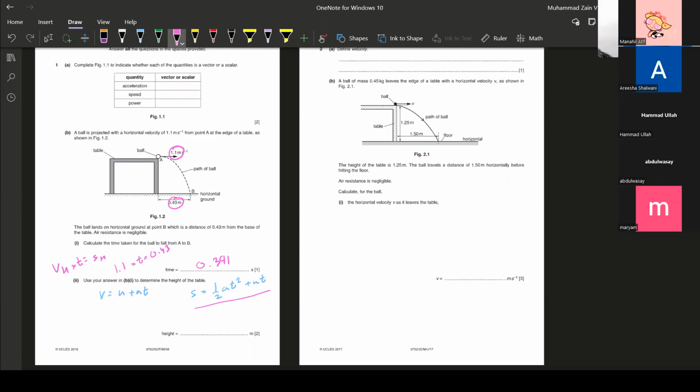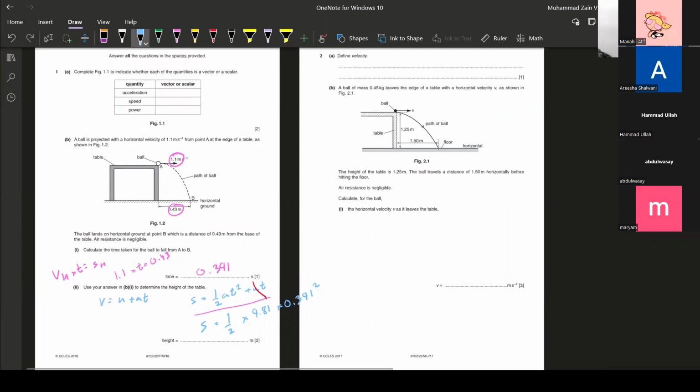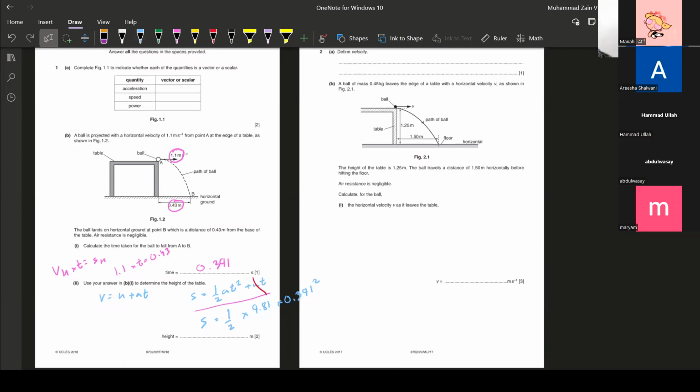In fact, this whole part cancels out. So I can just simply use this: S equals 1 over 2 times 9.81 times 0.391 square. So I'll get my height. And now, if you just look at the question on the right, it's the exact reverse of this. They've given you these heights, everything. And now they're asking what was the end result they asked in this part. Okay, so the height is 0.75 meters.